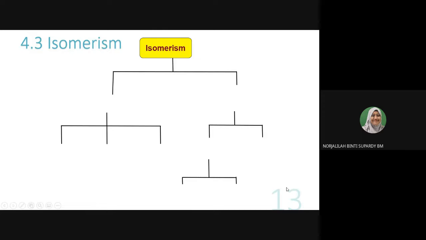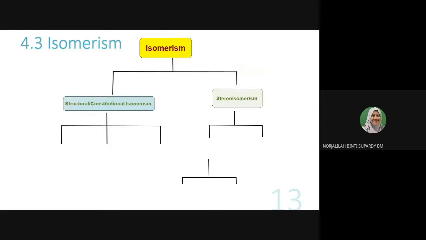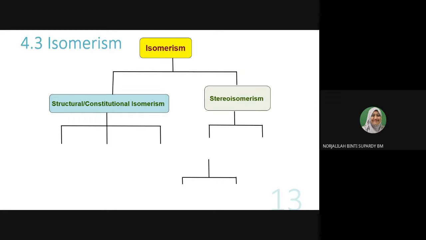So now we will learn about isomerism. What is isomerism? Isomerism is the existence of different compounds with the same molecular formula. So, this isomerism can be divided into two, which is the structural or the constitutional isomers and also stereoisomers.